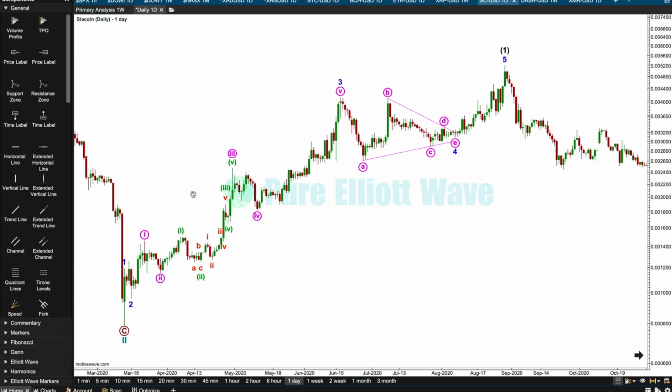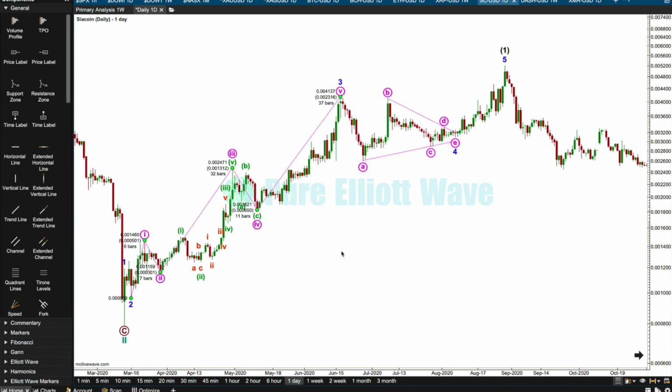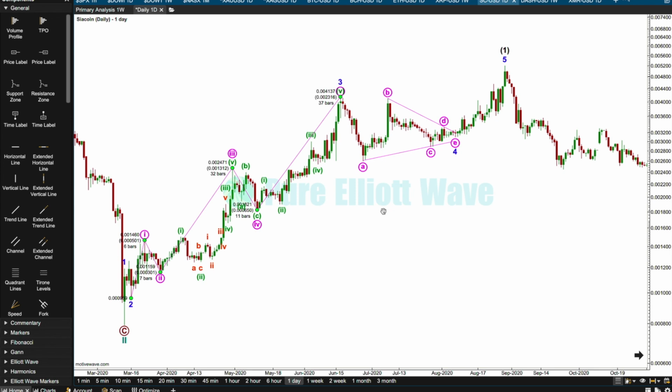Yeah, that actually does work. Yeah, okay. This looks like a really good 3, doesn't it? Yeah, this market, oddly enough, for such a low value cryptocurrency, does actually have adequate Elliott wave structures.